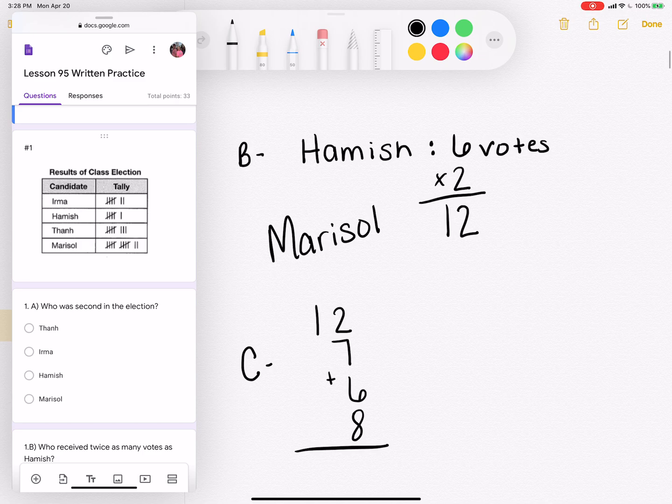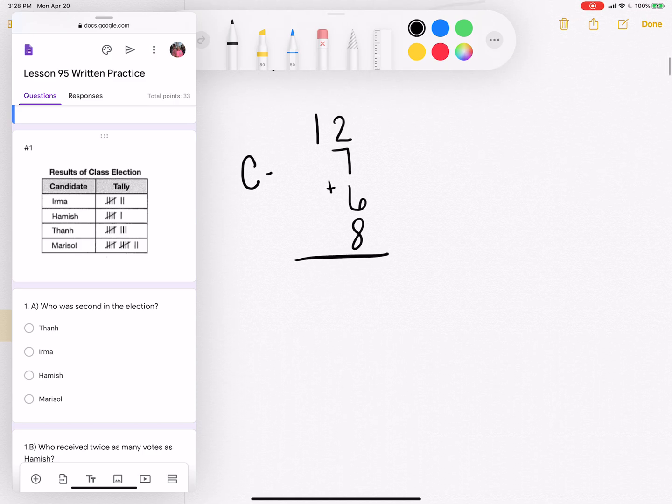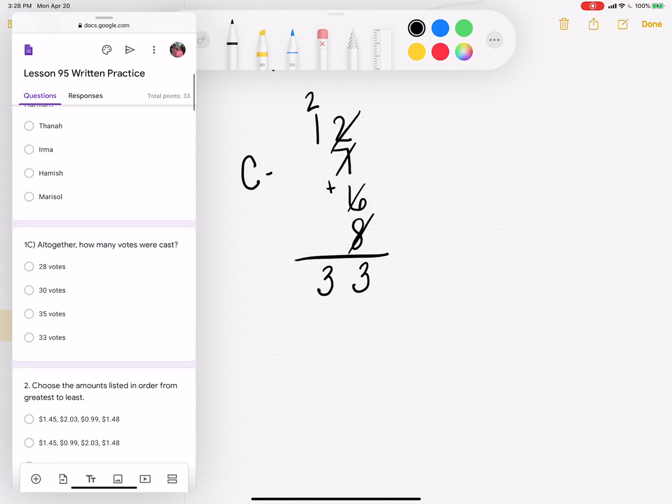Part C, altogether, how many votes were cast? So you add up all the tally marks. So I got 12 for Marisol, 7 for Irma, 6 for Hamish, and 8 for Tana. So 12 plus 7 is 19, plus 6 is 25, plus 8 is 33. So it would be 33 votes on part C.